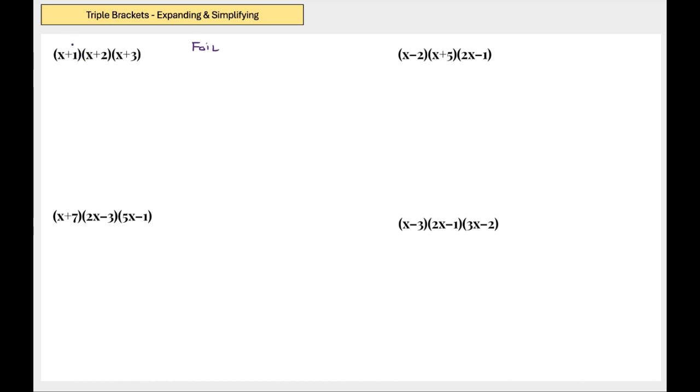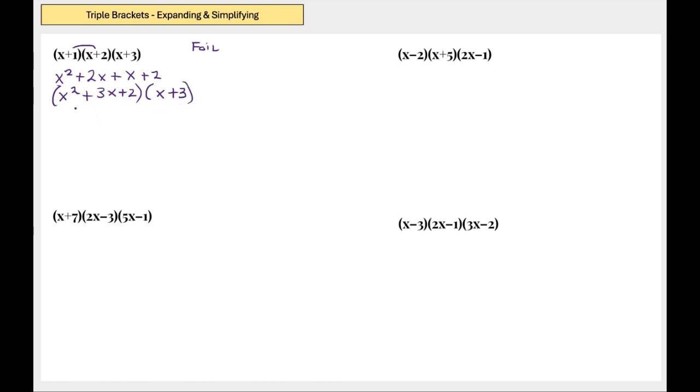Now, it's entirely up to you if you want to use those two or those two. It's your choice. I just always use these two brackets. So we're going to start timesing them out. So I've got x squared plus 2x plus x plus 2. Simplify that. Plus 3x plus 2. So that's our new bracket. And then we add on our one at the end, which is x plus 3. So that's it. That's everything that we need.